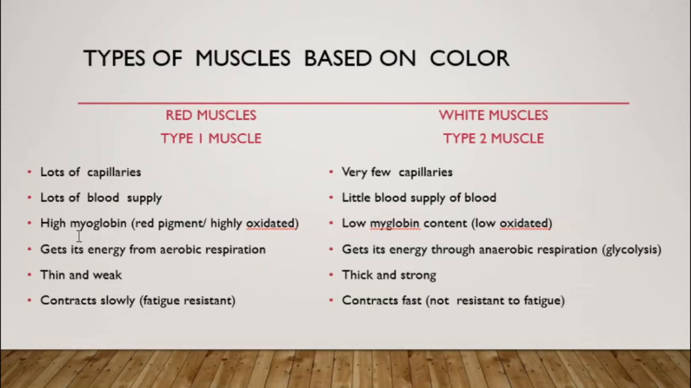While the white muscle, or type 2 muscles, have few capillaries, little blood supply, and low myoglobin content, so they are likely paler in appearance compared to the red muscles. Sometimes they are white because of low myoglobin. So it gets its energy through anaerobic respiration, or through the process of glycolysis. They are thick and strong, so they contract fast, but they are not resistant to fatigue, so they easily tire.